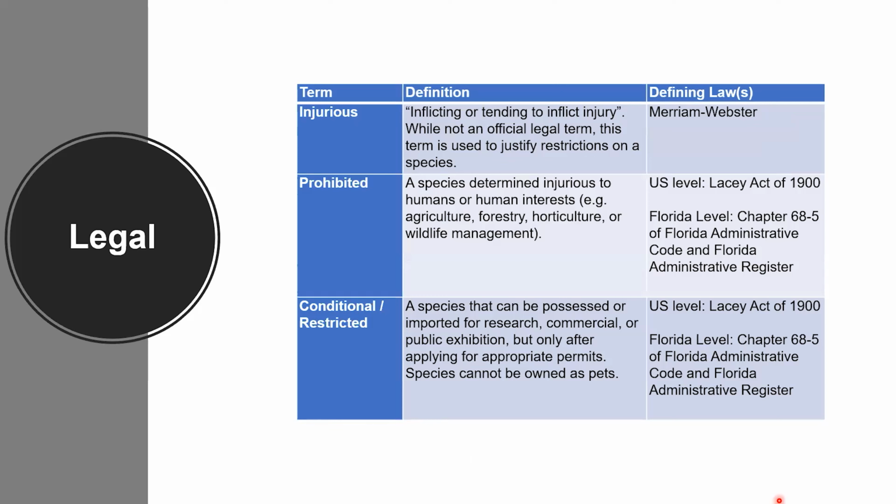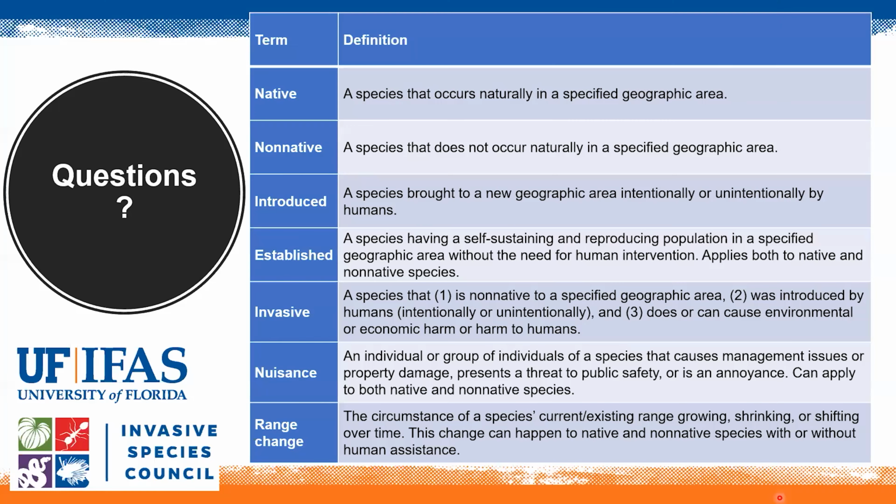So we introduced the terms noxious, injurious, prohibited, conditional, and restricted, and what they mean, so that people who are educating stakeholders also have that resource to communicate what those terms mean. So with that, I'll end here. These seven terms we came up with, we feel they can explain most situations, can be used across taxa, are easily understood, and encapsulate more complex terms that can often cause confusion.